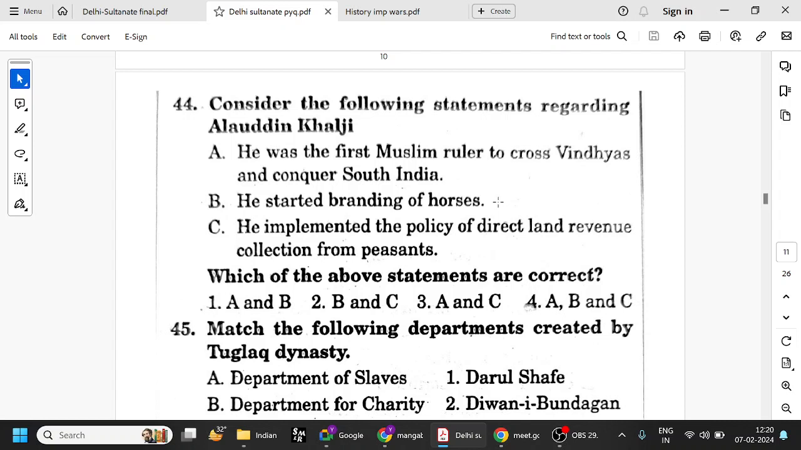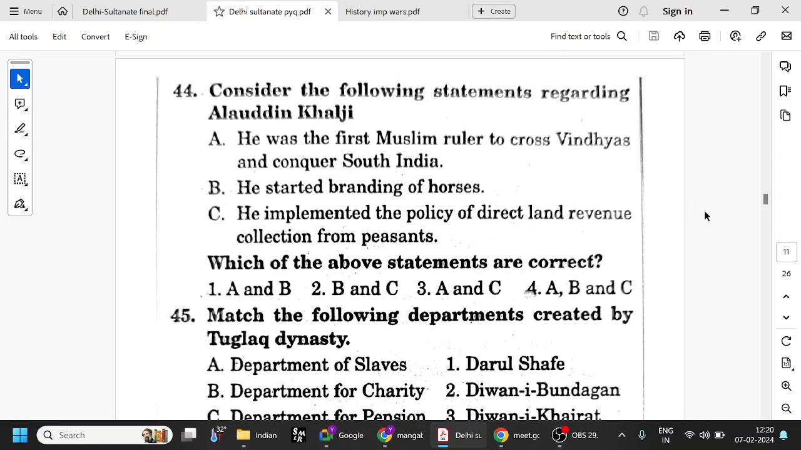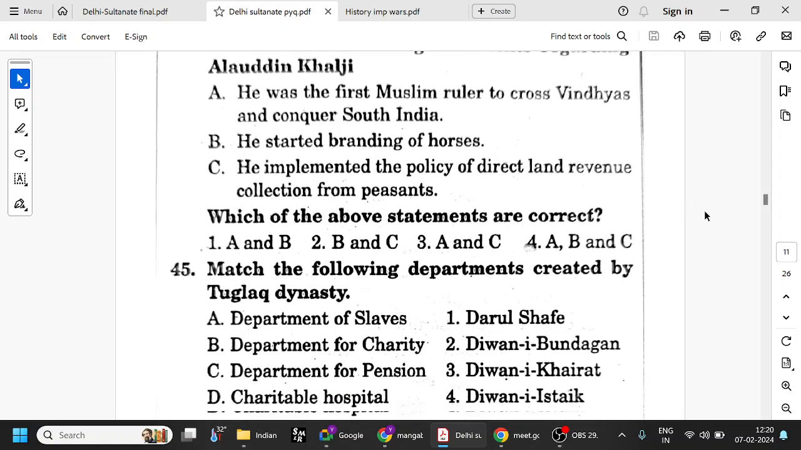He started the branding of horses, which is called Dag, so that you don't bring two horses and say that there are 10 horses. Each and every horse is branded. He implemented the policy of direct land revenue collection from peasants. This is also part of his reforms. Alauddin Khilji is famous for his market reforms and paying soldiers in cash, etc. All those are very important. Alauddin Khilji paid the soldiers in cash. That is also frequently asked. Remember.